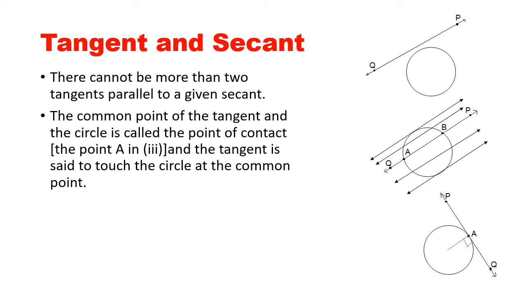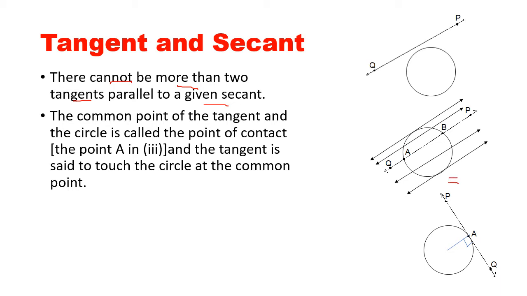Now we go to some axioms or postulates, we can say, and try to understand. What is the first statement saying? There cannot be more than 2 tangents parallel to a given secant. So in this case, this is a non-intersecting line. Now look at this figure.